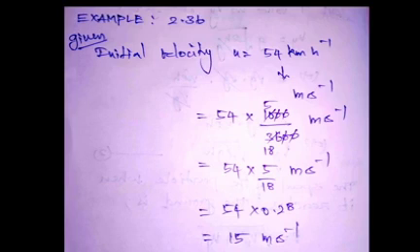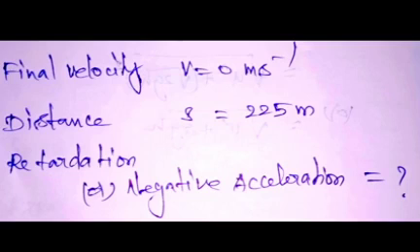Then divide 5 by 18, we get 0.2777. Rounding off, I get 0.28. Then 54 into 0.28, so nearly I get 15 meter per second. So this is the initial velocity. This is a very important step, students. First of all, you have to convert the kilometer per hour into meter per second. Then the final velocity v is equal to 0, and the distance is 225 meters, and we have to find the retardation.